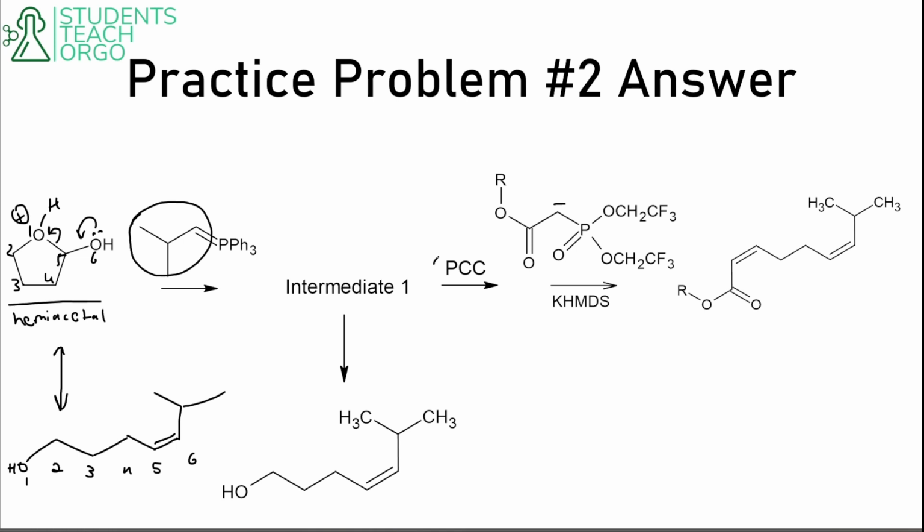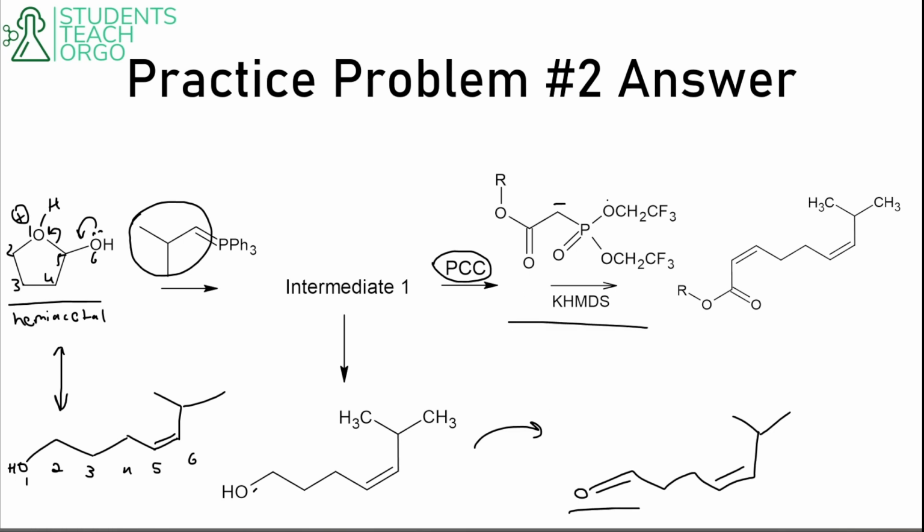Then I'm going to apply PCC. So PCC is what type of agent? Reducing or oxidizing? What is it going to do? Well, if you guess oxidizing, you would be correct. Oxidizing because we are going to create a carbonyl here. So in this intermediate, we want to create that carbonyl. Once again, this is very messy, but I think the gist still stands.